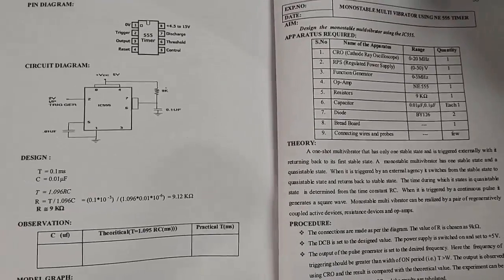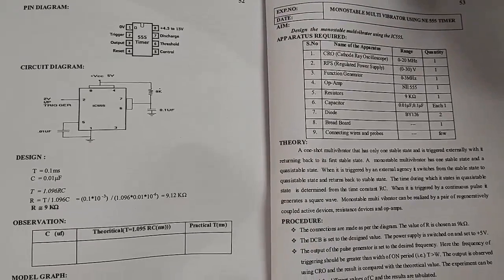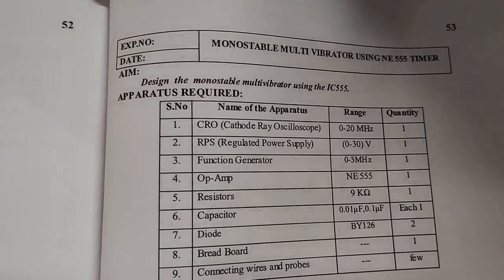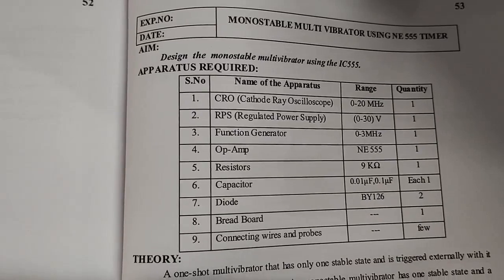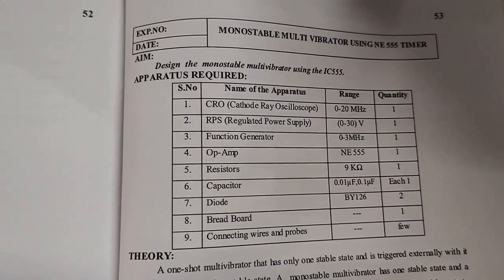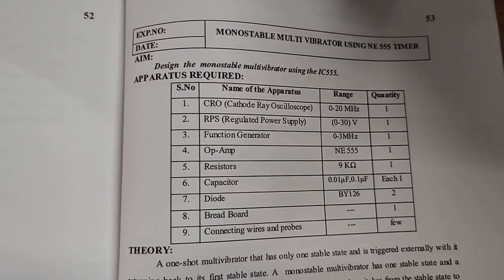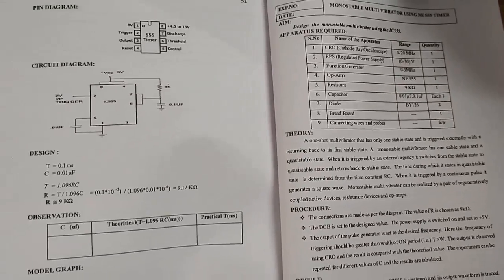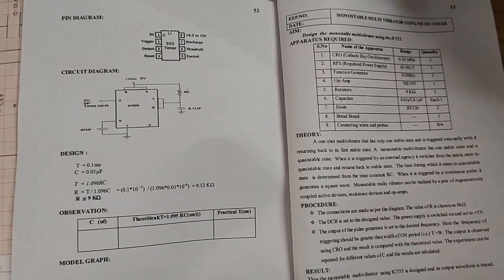This experiment is about the monostable multivibrator design using a 555 timer IC. So we are going to design this monostable multivibrator in two ways. One is by using 555 timer IC and the other one is by using an op amp. So we have already studied about this monostable multivibrator.